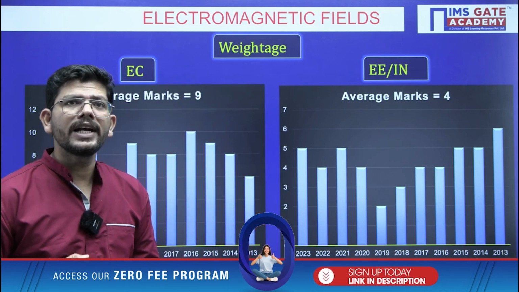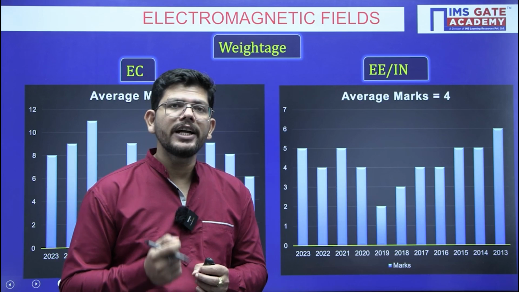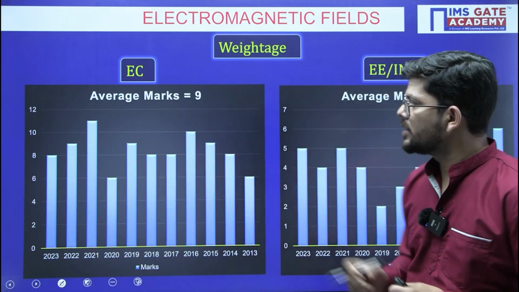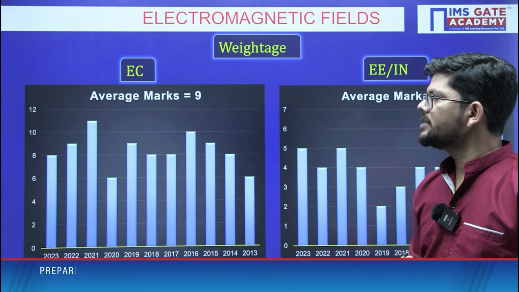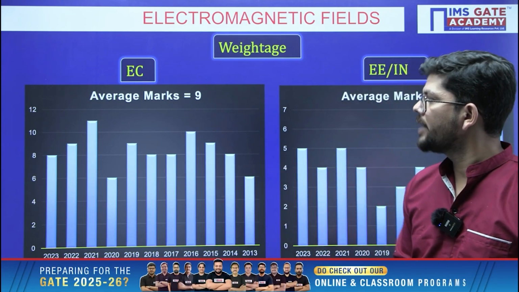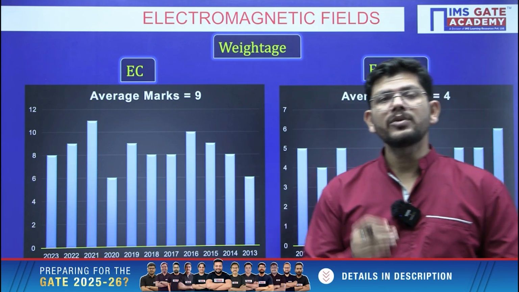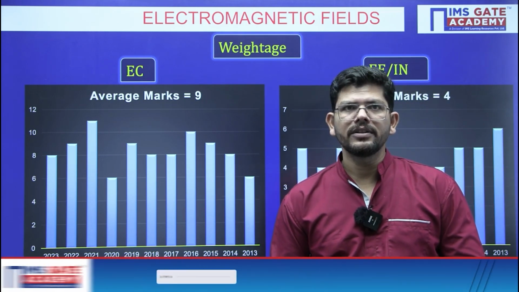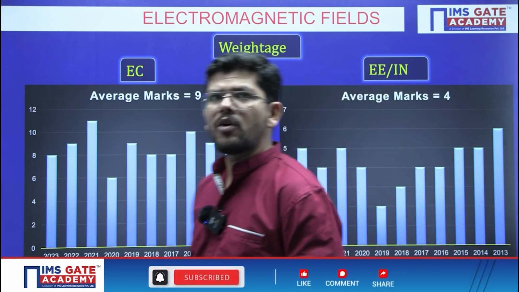If you are fighting for getting an under 100 rank, you have to fight for scoring each and every mark. Now, if you are from EC, the average marks contributed by this subject is around 9 marks, and in some years it has even crossed the barrier of 9 and contributed up to 11 marks. So that much importance this subject has. Now the question arises: what is EMFT?